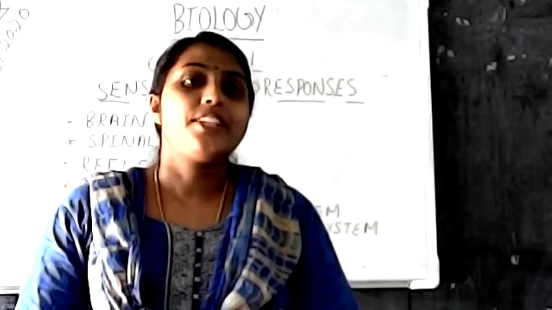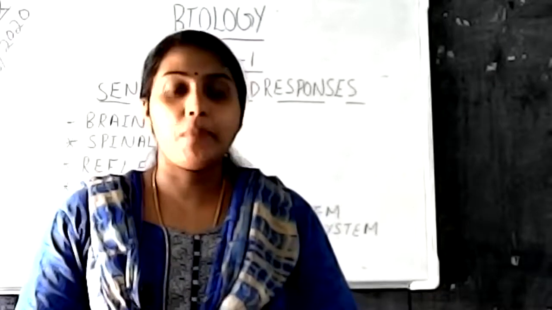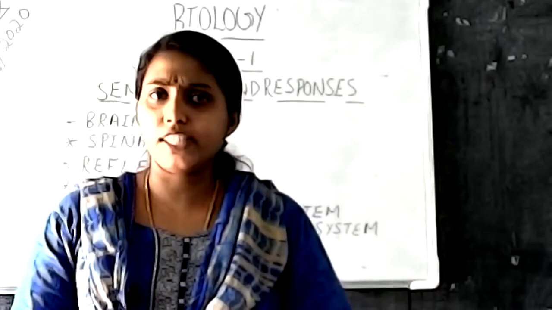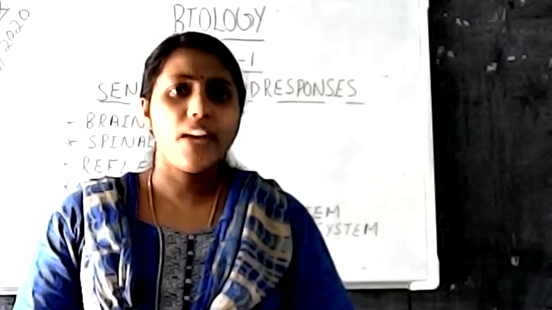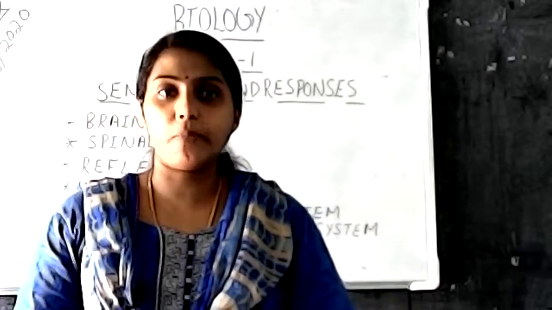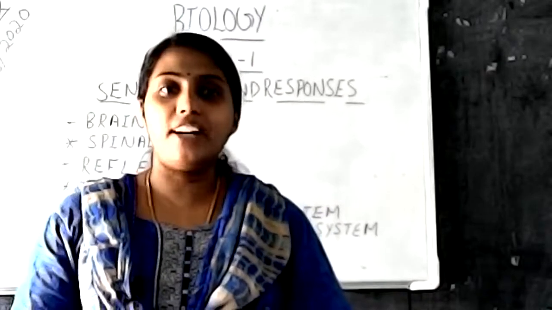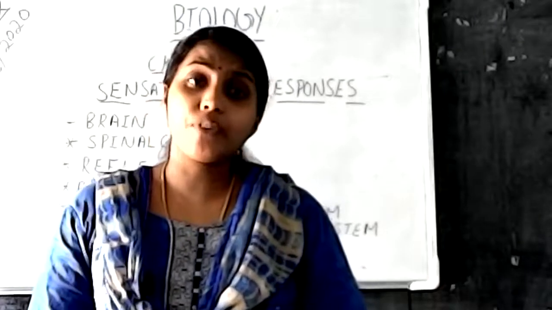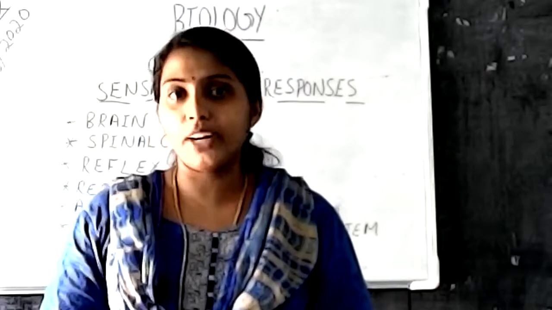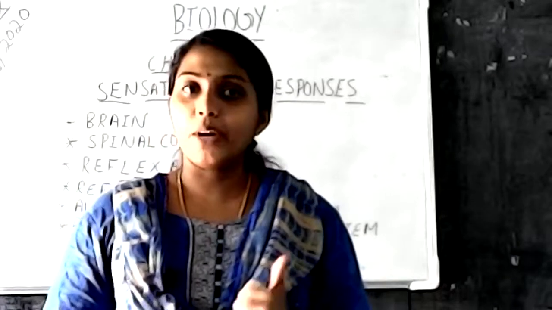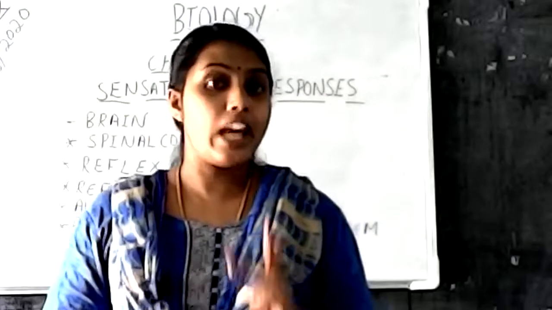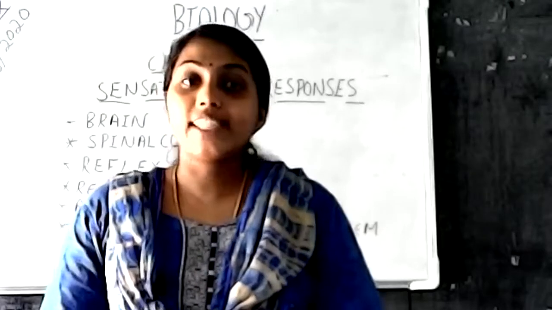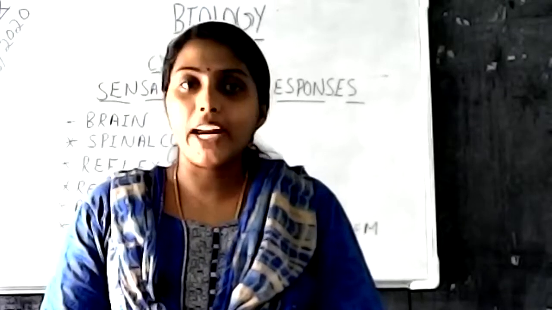Good afternoon. Today we are going to take our fourth part of our first chapter, Sensations and Responses. You all know that we have studied about the structure of the brain, just the parts, in the last class. Which are the parts of the brain? There are five parts for a brain. Which are they? Cerebrum, cerebellum, thalamus, hypothalamus, then medulla oblongata. These are the five parts of a brain.